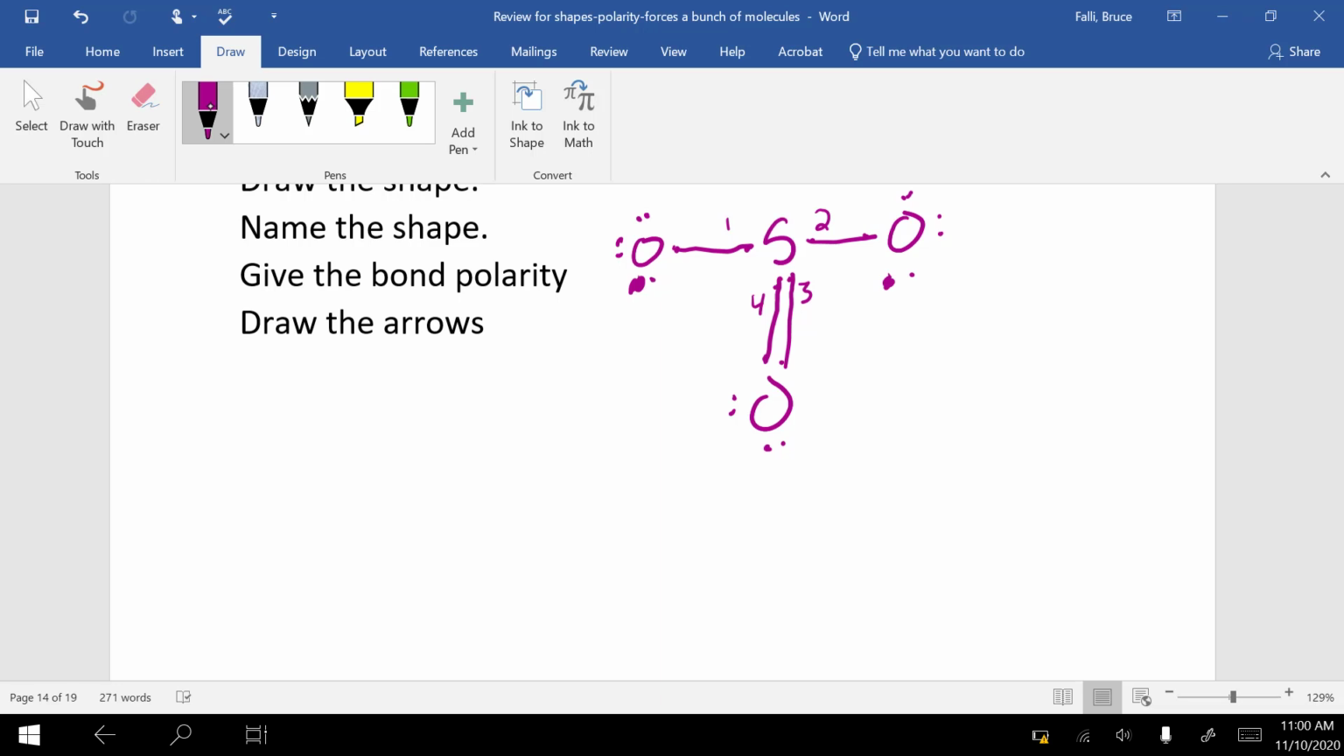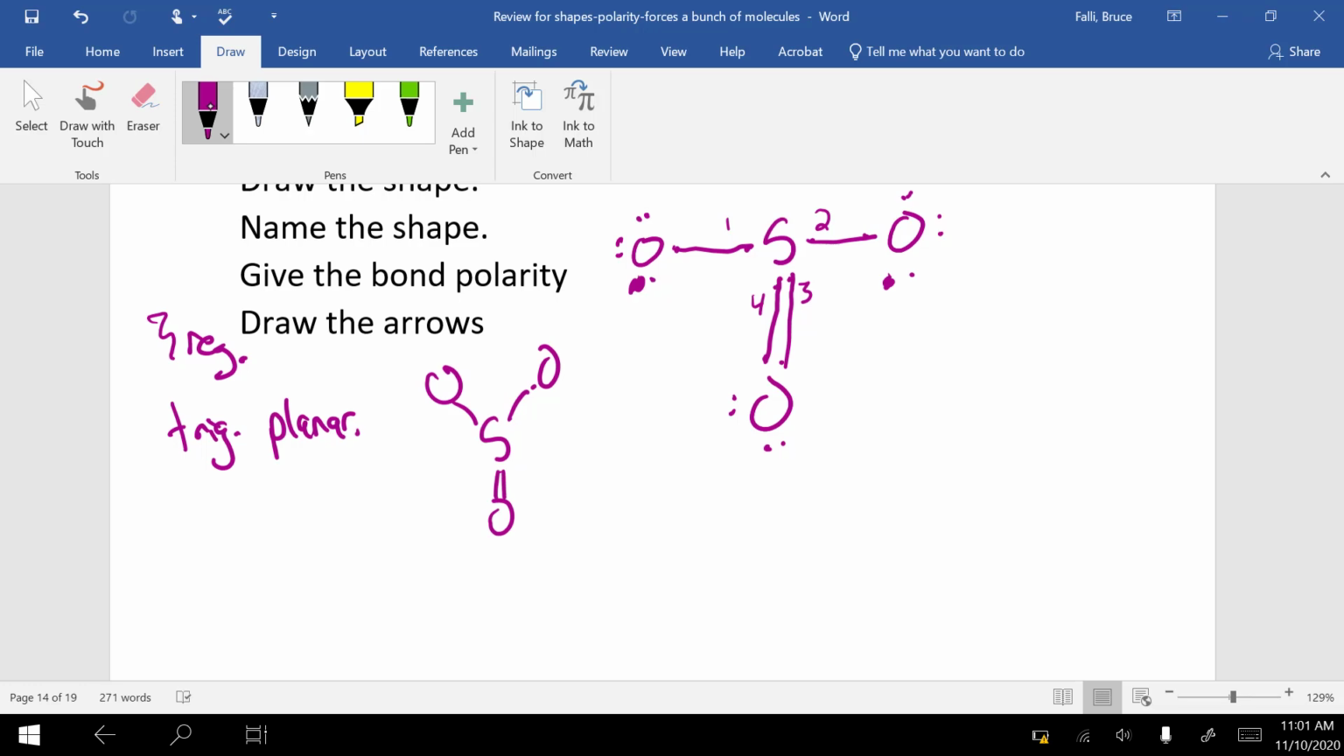Okay. So on this one, I have 3 regions. So 3 regions means it's going to look like this, which is going to be trigonal, not pyramid this time, trigonal planar. Again, that shady shape sheet tells all.